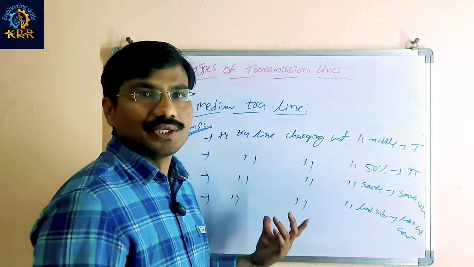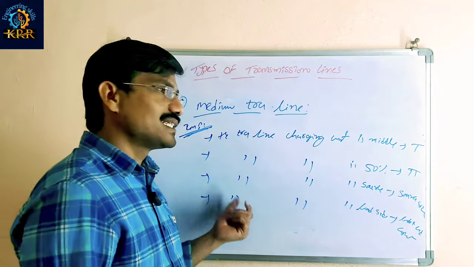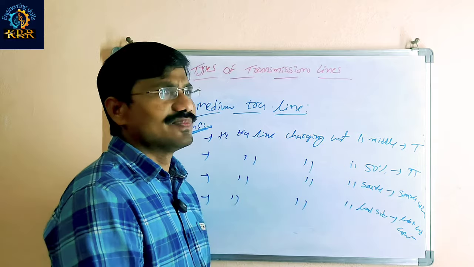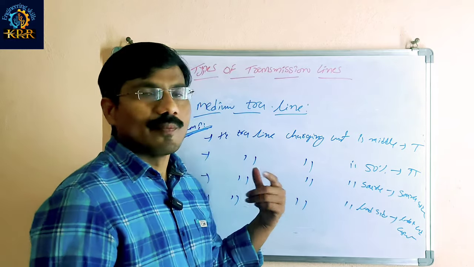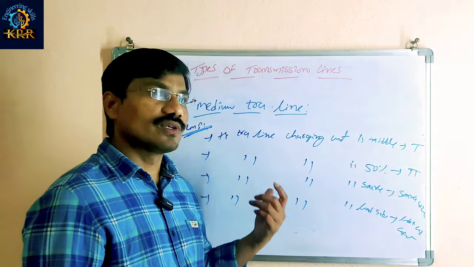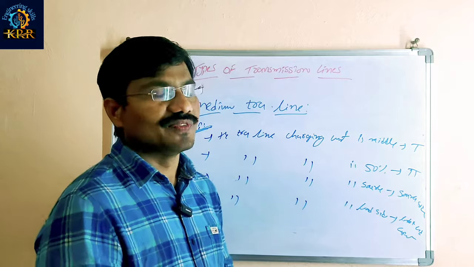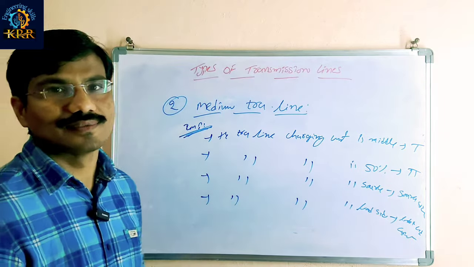Next, in medium transmission line calculations, up to now we are using only the lumped network. Lumped network only we are calculating, but with the help of two port networks we can also calculate these unknown things.